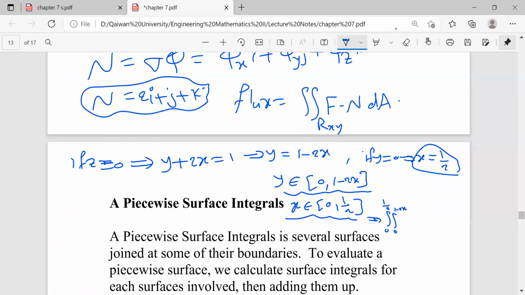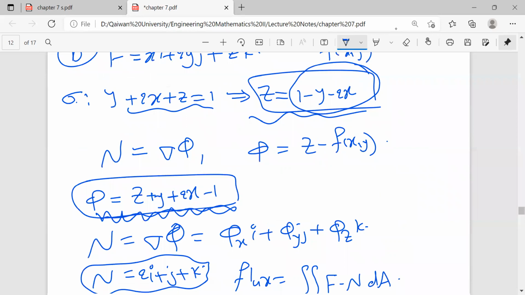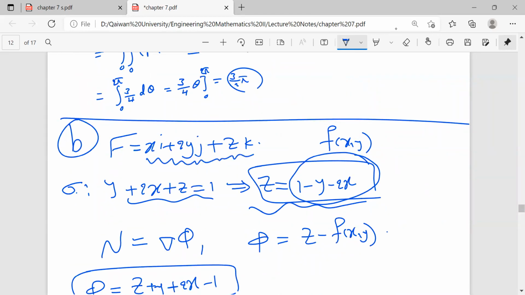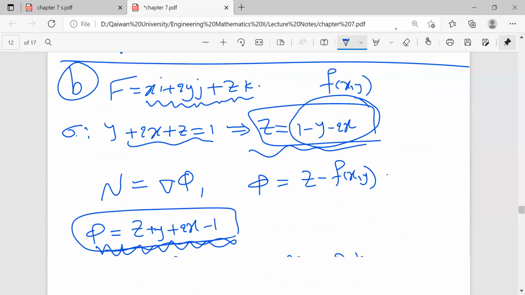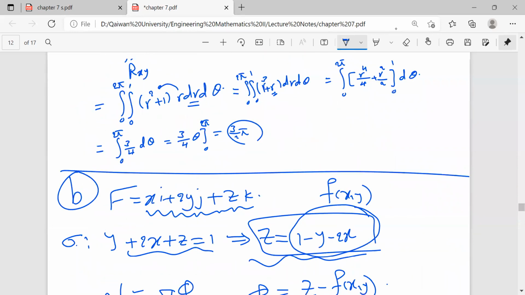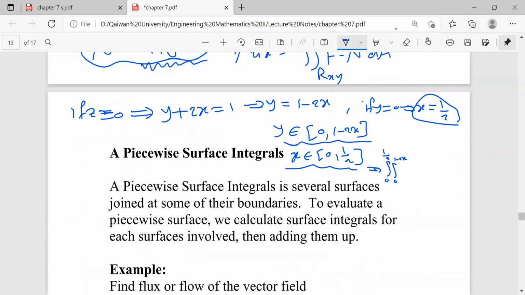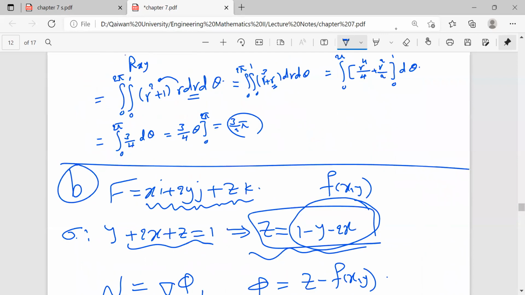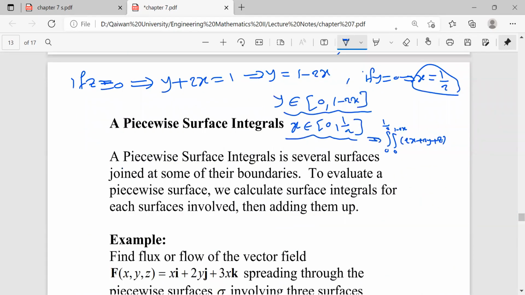What are the functions F and n? F is given: F is xi plus 2yj plus zk. And n is 2i plus j plus k. We just multiply these two, and it becomes 2x plus 2y plus z. But here we have z also. Z is a function of x and y, which equals 1 minus 2x minus y. We replace z by its function.